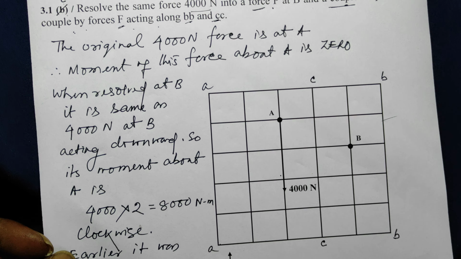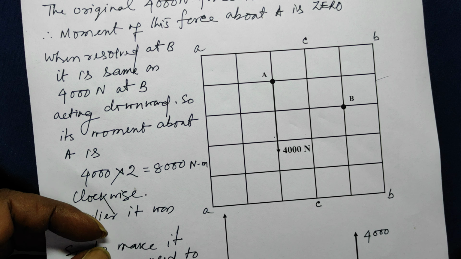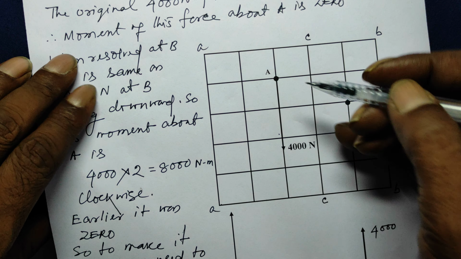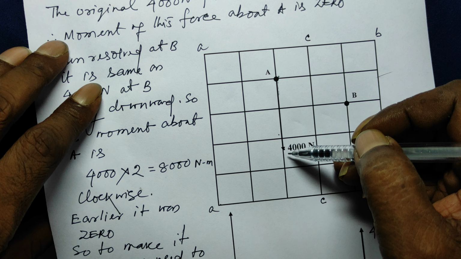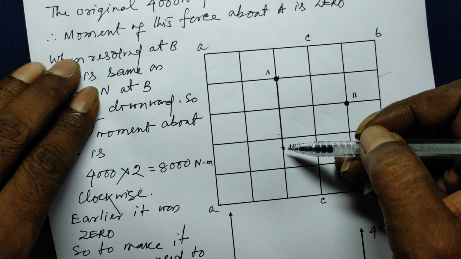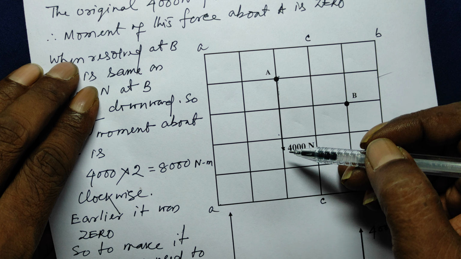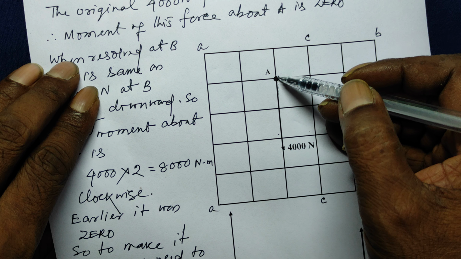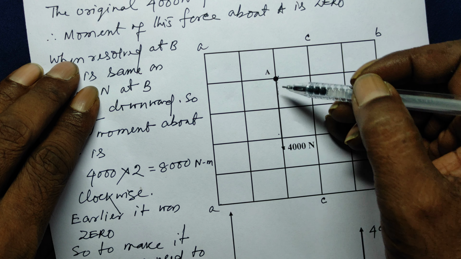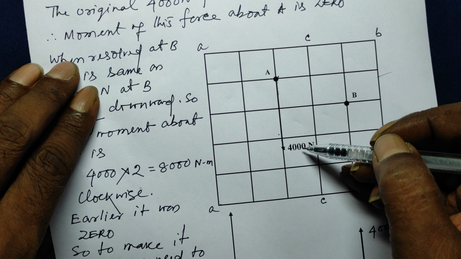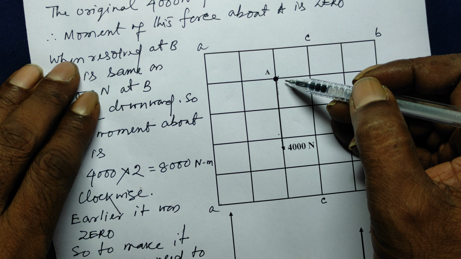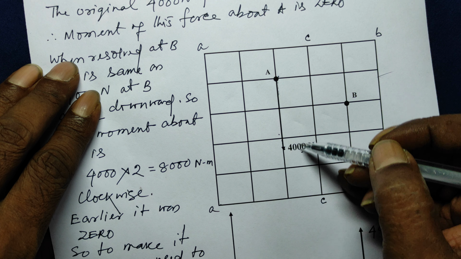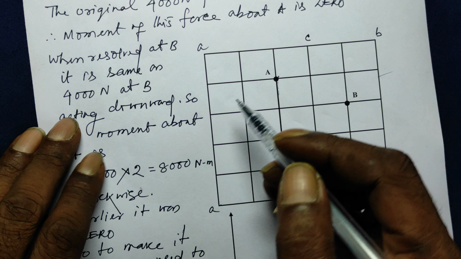Now look at the explanation part of it. This original force 4000 Newton, which was acting at A to this side, does not have any moment. The moment of this force about point A is 0, because the line of action of this 4000 Newton from point A is at no perpendicular distance. Perpendicular distance is 0. So 4000 times 0 is 0.